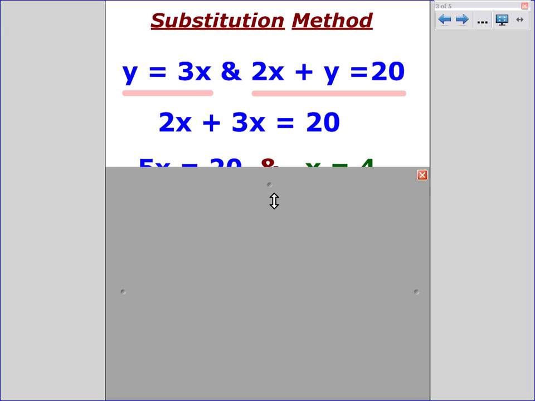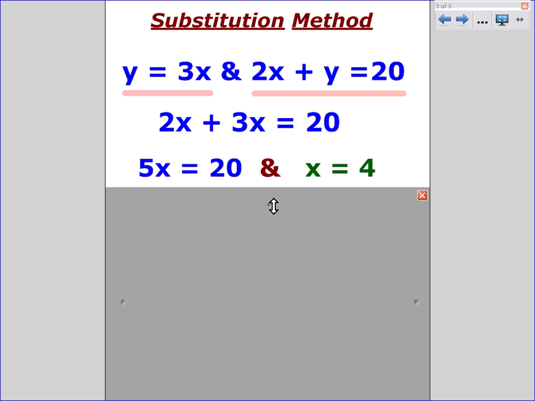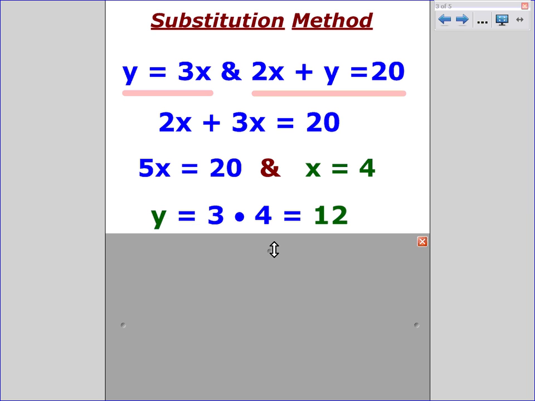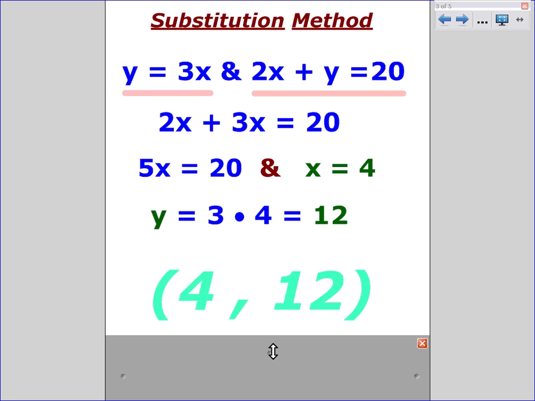Then with a little simplification, 2x + 3x makes 5x, so 5x = 20, and last but not least, x = 4. Now, since I know x is equal to 4, I can take either one of the two equations I started with, put 4 in for x, and find out what y has to be. I chose the first equation, so y = 3 times 4, which is 12. My solution is going to be (4, 12).